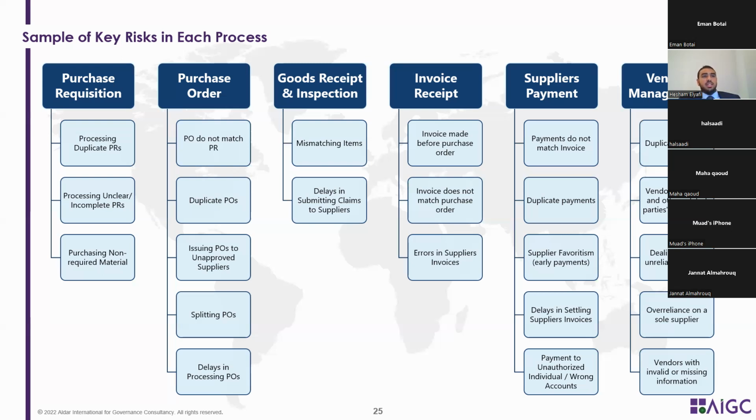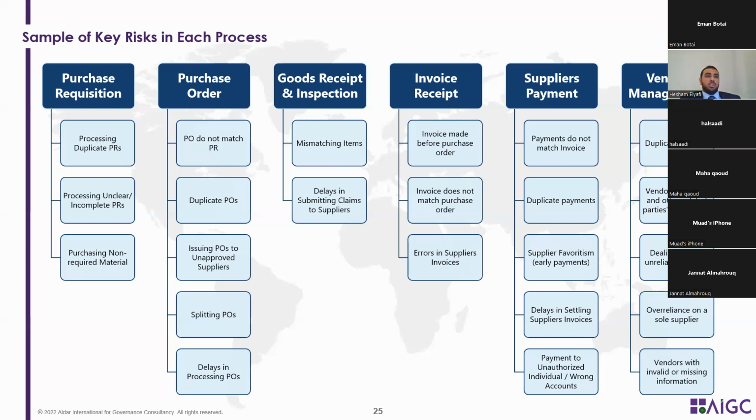The next area is the supplier's payment. So again, in this area, we're mainly afraid to have duplicate payments, to have certain kind of favoritism to supplier, to paying to unauthorized individuals or to wrong accounts, paying wrong amounts, to be late in settling suppliers' invoices.